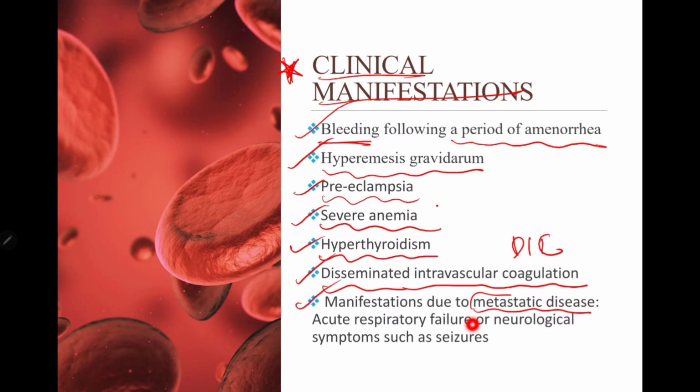What are the manifestations due to metastatic disease? It can metastasize to the lung, causing acute respiratory failure, or to the brain, causing neurological symptoms such as seizures. So the clinical manifestations of molar pregnancy are bleeding following a period of amenorrhea, hyperemesis gravidarum, preeclampsia, severe anemia, hyperthyroidism, DIC, disseminated intravascular coagulation, and manifestations of metastatic disease like acute respiratory failure and neurological symptoms such as seizures.